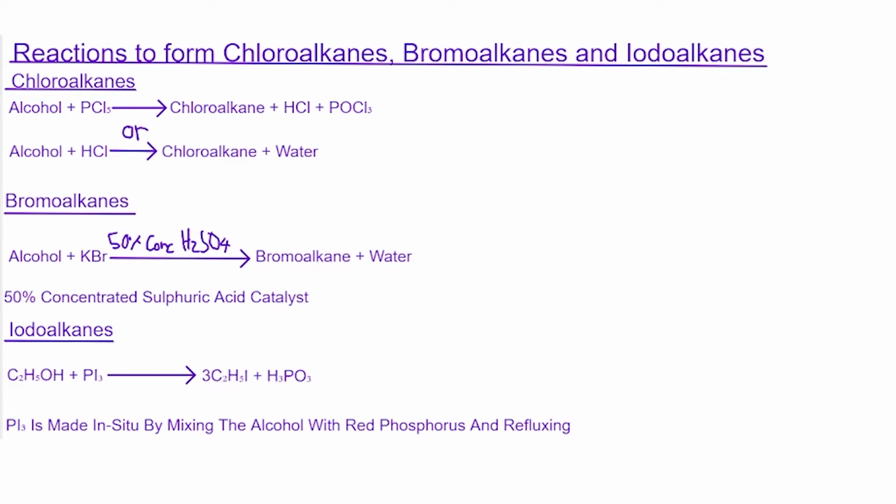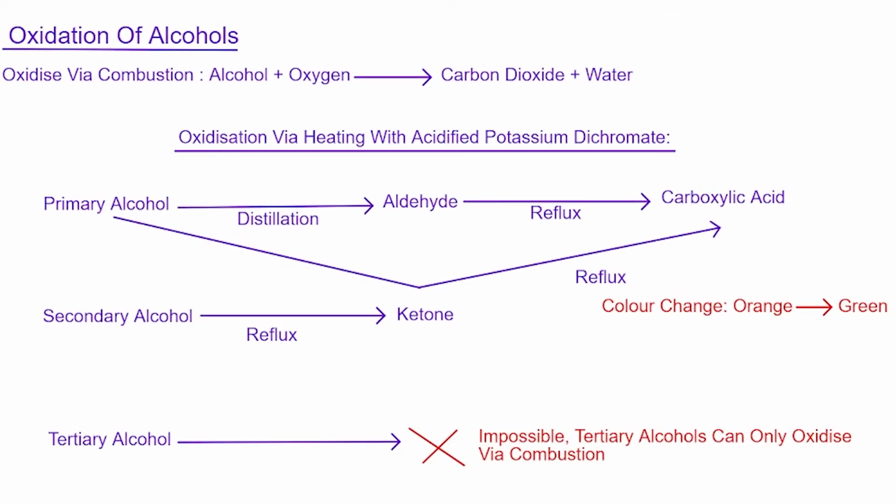That's it for forming halogenoalkanes from alcohols, so if you want to know what comes next, we have the oxidation of alcohols, which is a bit more complicated than the previous reactions. The easiest way to oxidize an alcohol is simply by burning it. When an alcohol is completely oxidized by burning it with a sufficient supply of oxygen, carbon dioxide and water is formed. It's that simple.